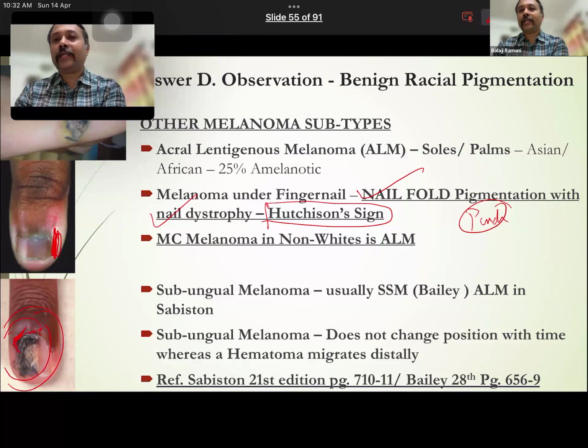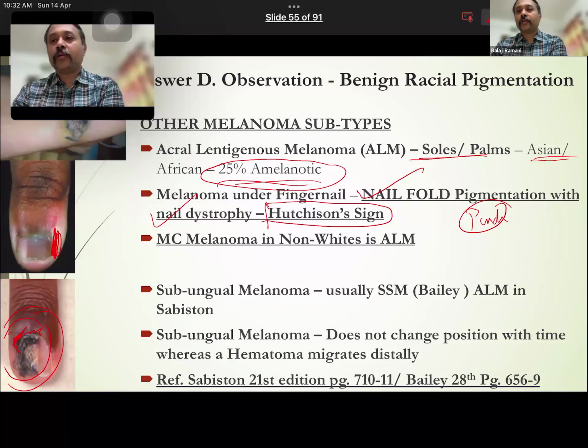And so acral lentiginous is one of the melanoma subtypes common in the Asian population. And here 25% can be amelanotic. So amelanotic is a broad definition. It can apply to nodular, it can apply to superficial, it can apply to any type where the pigmentation is lost. Okay, so you have your acral lentiginous where you have the Hutchinson sign, and this is the most common melanoma in the non-white population.